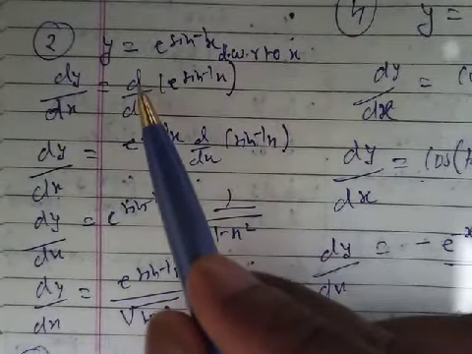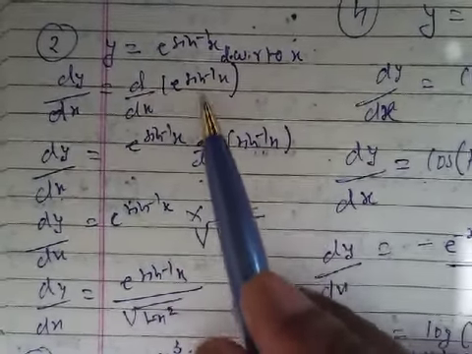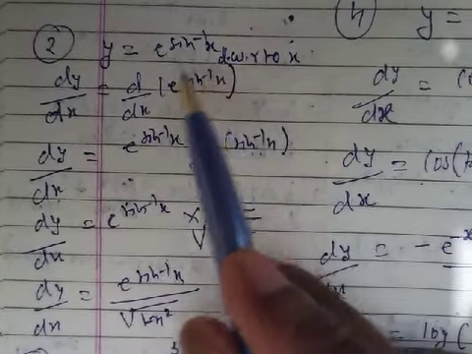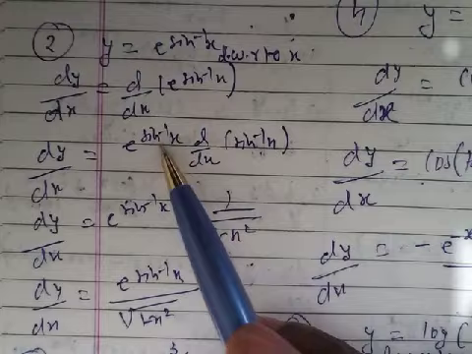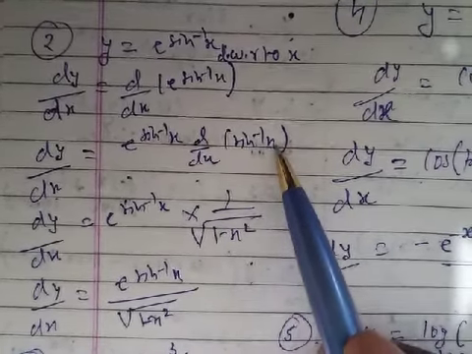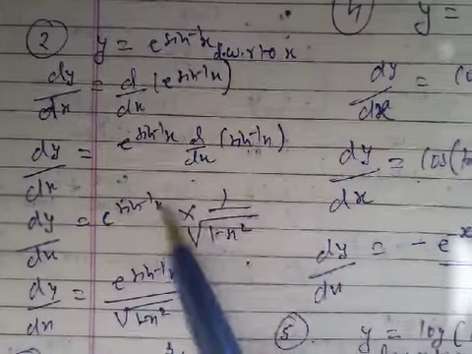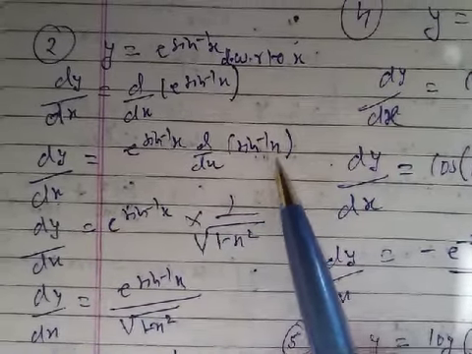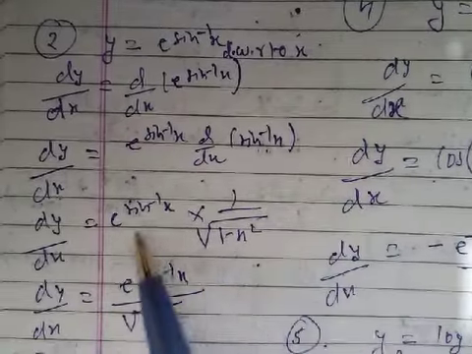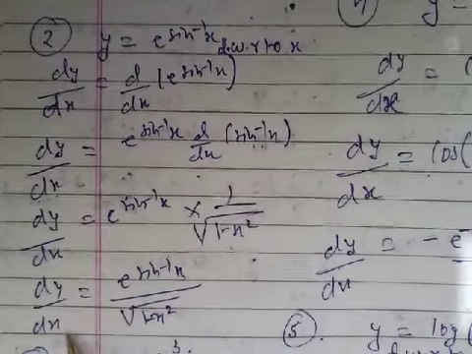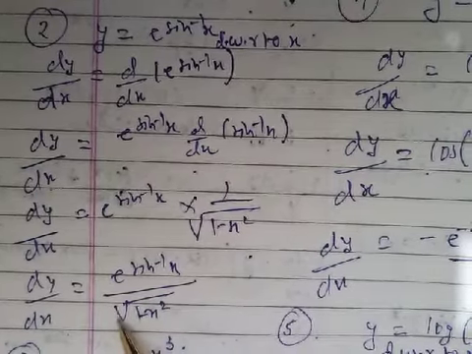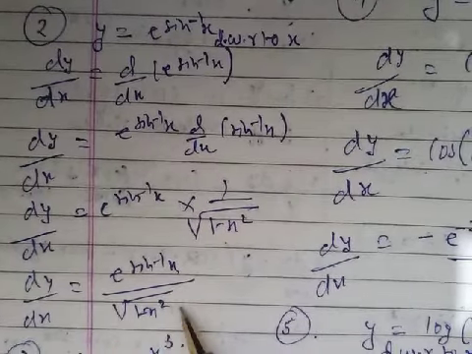So first d by dx of e raised to sin inverse x. What is the derivative of e raised to x? E raised to x is the same, so e raised to sin inverse x. Then the derivative of x, here it is sin inverse x. The derivative of sin inverse x is 1 upon root 1 minus x square. If you multiply and simplify, dy by dx will be equal to e raised to sin inverse x upon root 1 minus x square.